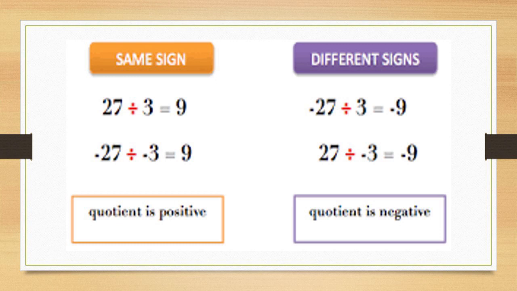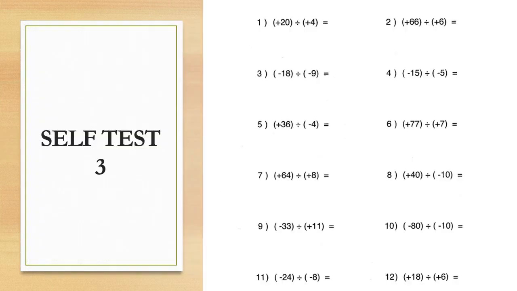Now consider the case when both the integers are of different signs. Minus 27 divided by 3. 27 divided by 3 is 9. One is negative, so the result will be negative. There is again a self-test.